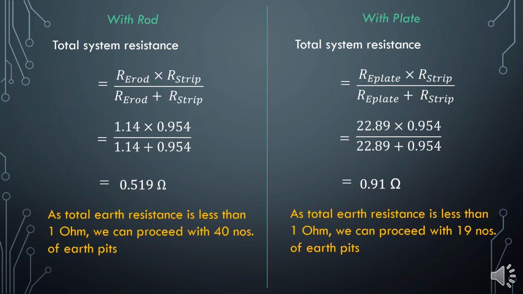Now we have pit resistance and strip resistance in both the cases. We can check system resistance by calculating effective resistance as shown on screen. Total resistance obtained in both the cases is less than 1 ohm, so we can finalize number of pits as calculated. If the system resistance is more than 1 ohm, we can increase number of pits and recalculate pit resistance from step 7. Increasing number of pits will definitely decrease pit resistance, and in the end overall system resistance. We have to keep checking resistance by increasing number of pits, till we get overall resistance less than 1 ohm.